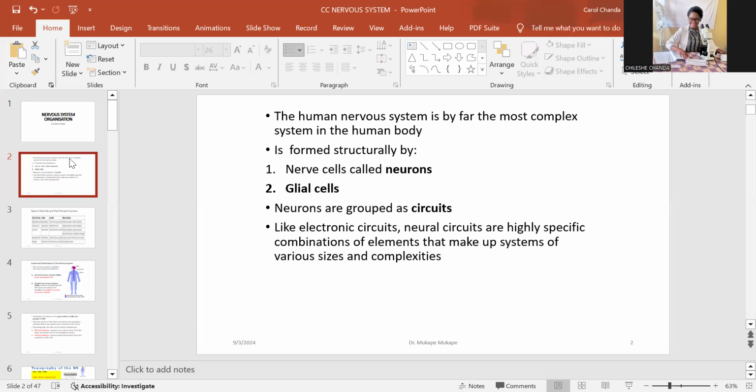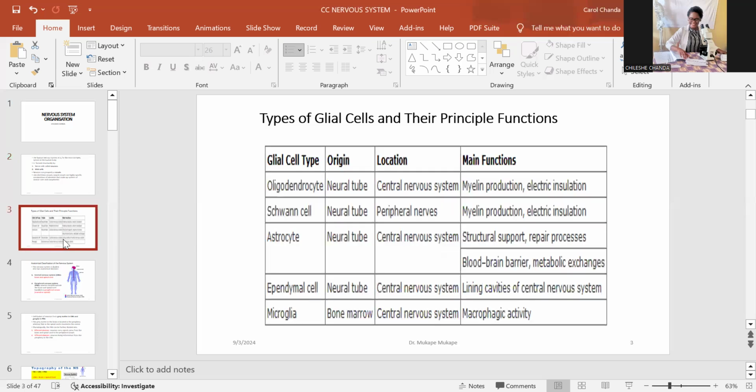Neurons are grouped as circuits in the nervous system, meaning they connect from one neuron to another. That is how impulses move from one neuron to another, from one organ to another. Now, let us look at the glial cells. They are responsible for the support of the nerve tissue, the support of the neurons.